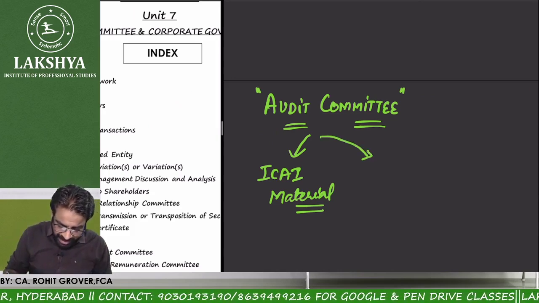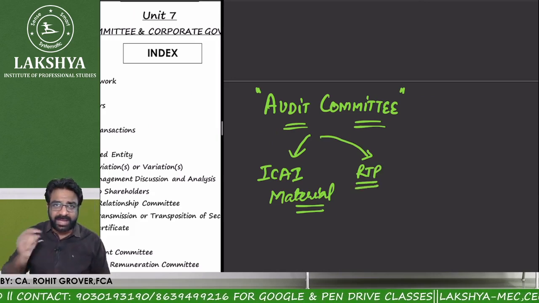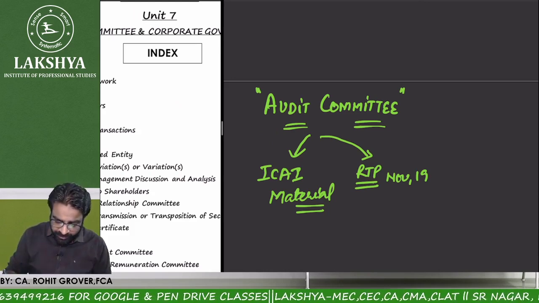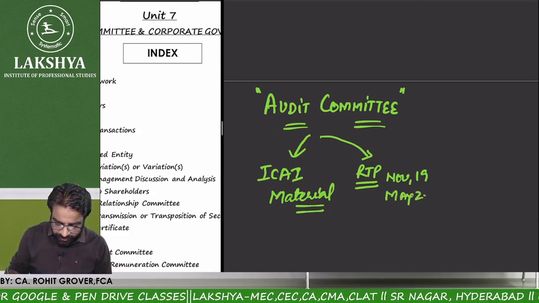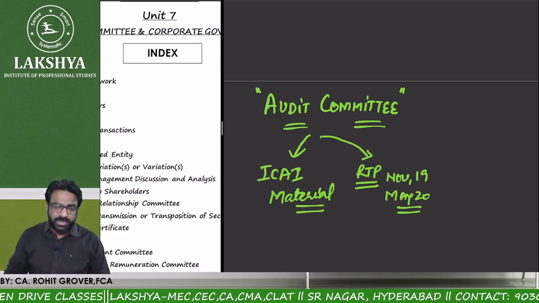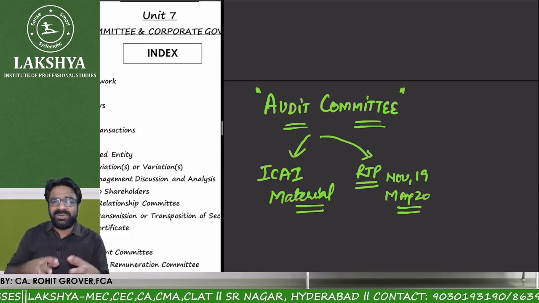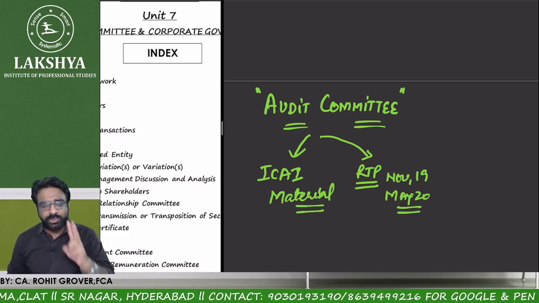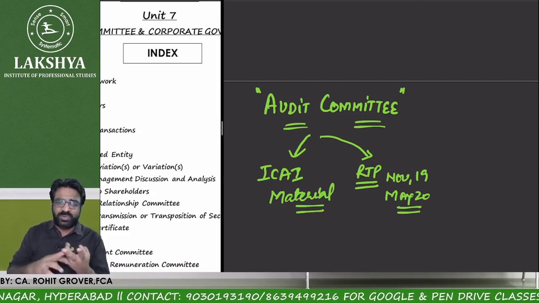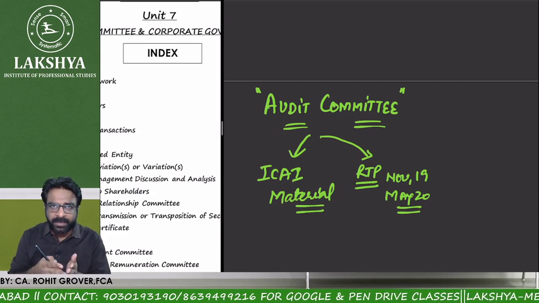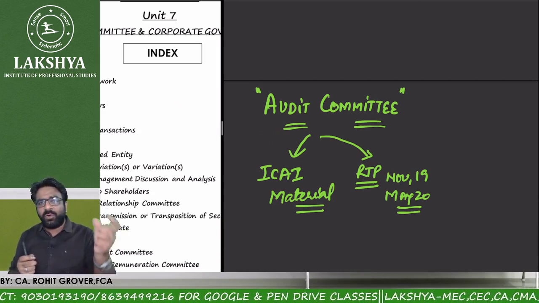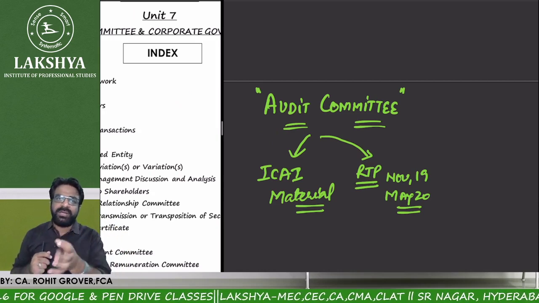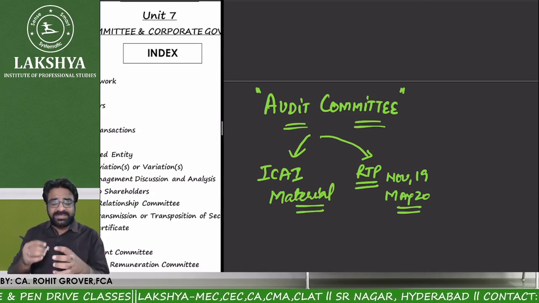Second thing is the RTP. The RTP which came in November 19 and the RTP which came in May 20, there also so many amendments came. So in this chapter, we have to understand two types of amendments. One are the amendments already incorporated in our study material, and one are the amendments incorporated later by the revisionary test papers via the November 19 RTP and the May 20 RTP, right? That makes this chapter very important.